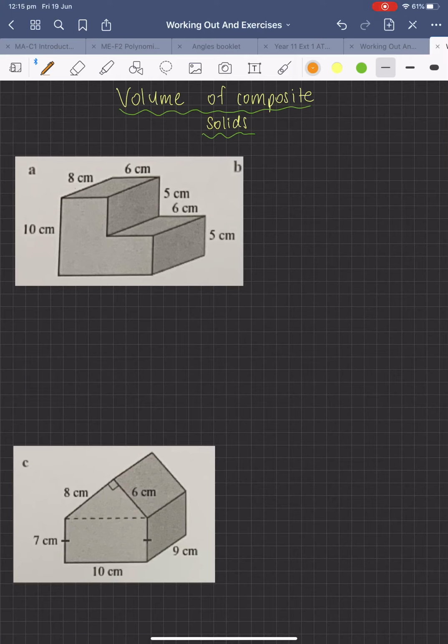We're going to find the area of the cross-sectional face. So find the area of the consistent cross-section, and then multiply by how far it goes back, the height. First I need to find the area of that orange face. It's a composite area, so I need to split it into two rectangles. I'm going to call this area 1 and this area 2.